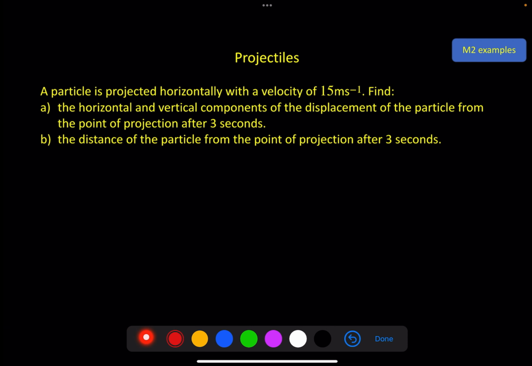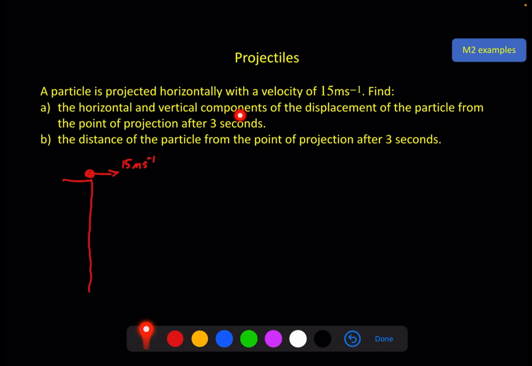Second example, particle is projected horizontally with a velocity of 15 meters a second. It doesn't tell us how far above the ground that is, but assuming motion under gravity assumes that it doesn't start on the ground. So I'll take an indefinite height and just project it off of here, this way, 15 meters a second. Find the horizontal and vertical components of the displacement, so we're looking for distance here, of the particle from the point of projection after 3 seconds.